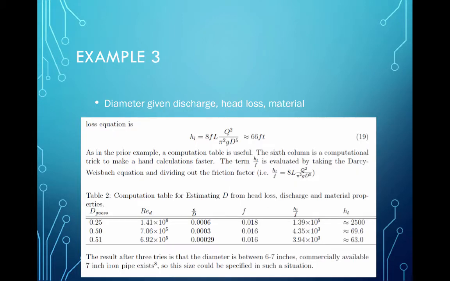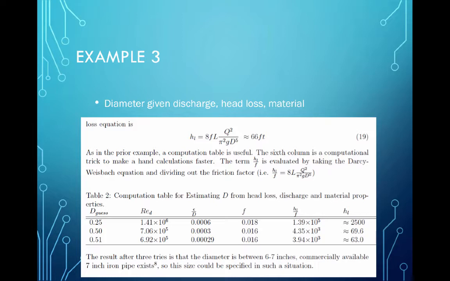We have the head loss model, and from that we know that the head loss needs to be about 66 feet. And we want to build a computation table. So here we make a diameter guess, compute a Reynolds number, roughness height, friction factor, head loss divided by friction factor, and then when we multiply the two, we get the head loss term. And so 0.51 feet gives us the head loss of 63 feet, which is about as close as we'd be able to get. And so after 3 tries, the diameter is between 6 and 7 inches.